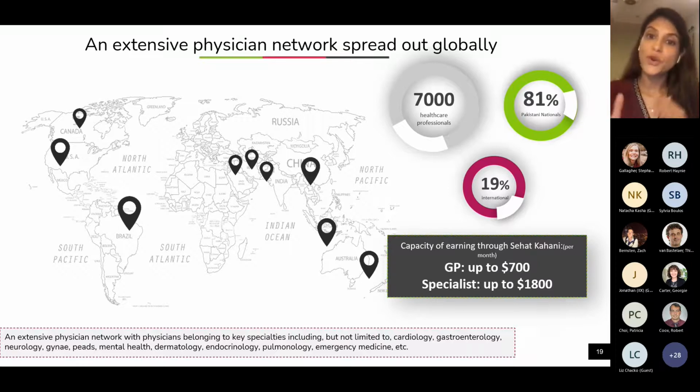Very interestingly, a doctor on a Sehat Kahani platform ends up earning what they would earn in a physical practice in Pakistan, minus the petrol and the other expenses that they would have to bear. So a GP can make up to $700 monthly on our platform, and a specialist can make up to $1,800. And we now have 40 plus specialities present on the platform, ranging from primary care to early secondary care. Next slide.